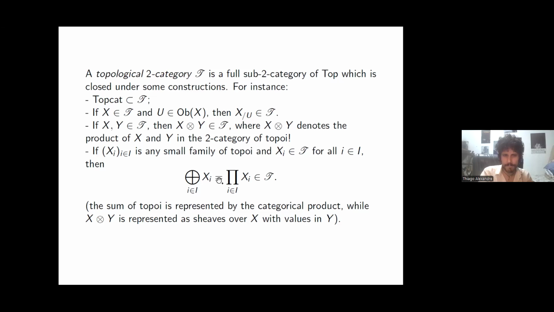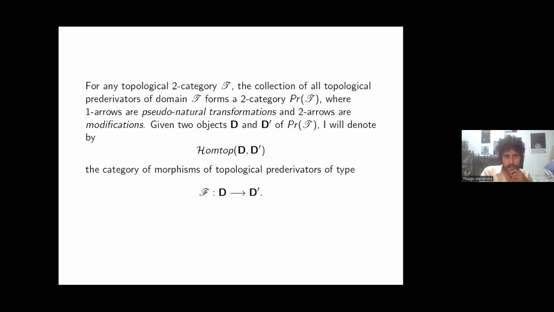A topological prederivator over a topological true category T is just a true functor of this type, right? And so for any topological true category, the collection of all topological prederivators of domain T forms a true category that can be denoted like this, where one-arrows are the pseudo-natural transformations and two-arrows are modifications. So given two objects, I would denote by this symbol the category of morphisms of topological prederivators of this type from D to D prime.